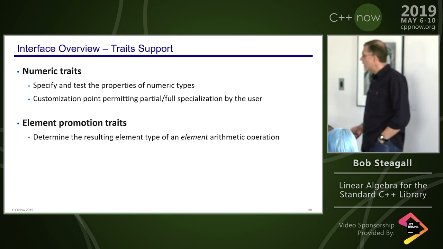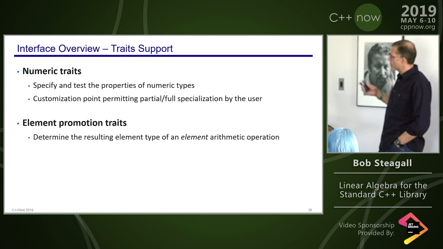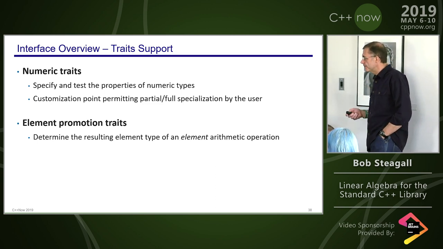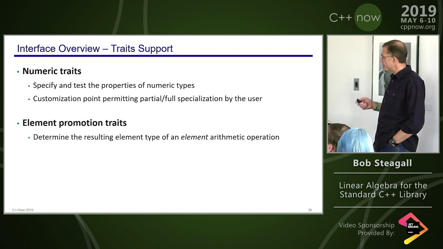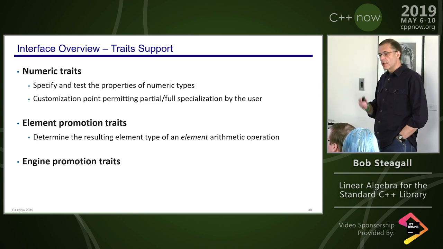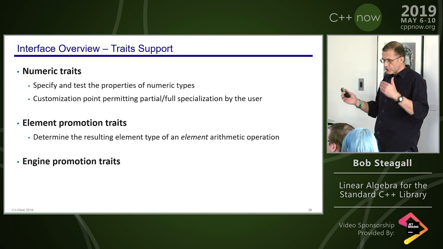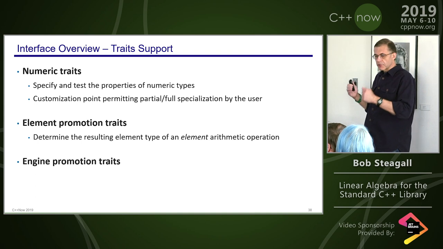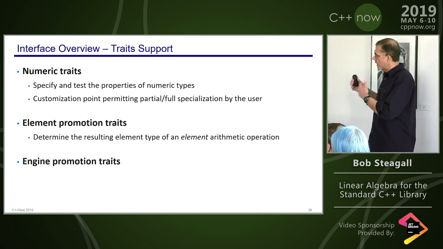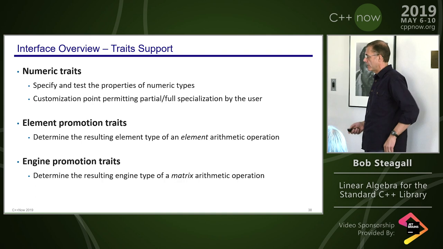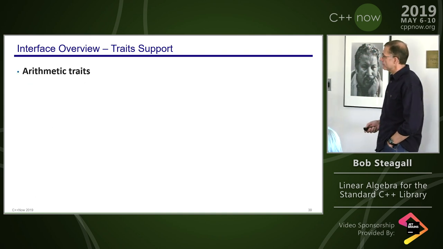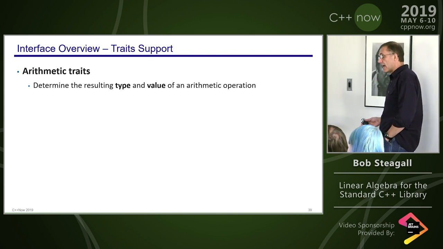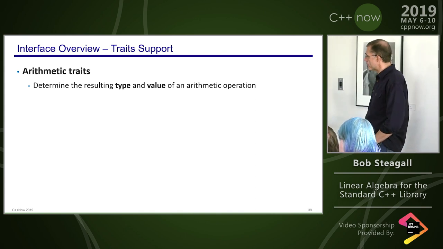Element promotion traits perform the compile time process of determining the resulting element type from an arithmetic operation. Engine promotion traits solve the problem of deciding what's my resulting engine type? If I have a fixed size engine and a dynamically resizable engine, I have to compute a resulting engine. What's it going to be? Engine promotion traits make that determination.